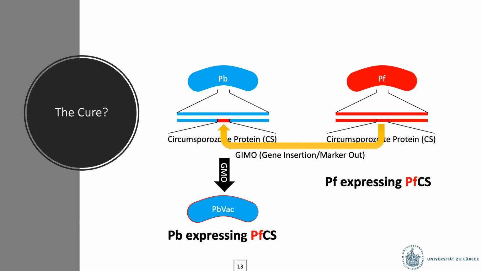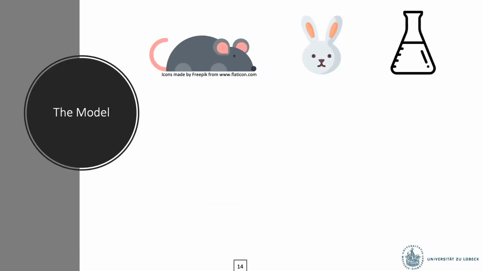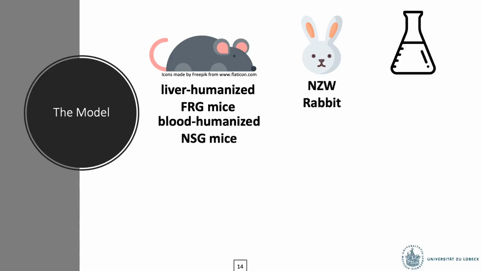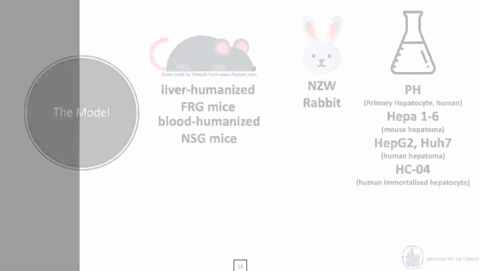To confirm their hypothesis, they needed model systems next. Here, they mainly used 3 types of model: mouse, rabbit, and tissue culture, or, more specifically, liver-humanized FRG mice, which are immunodeficient mice onto which human liver cells have been grafted, blood-humanized NSG mice, New Zealand white rabbits, because they display a Plasmodium berghei infectivity pattern similar to humans, and a range of tissue strains, among them fresh human liver cells, mouse and human hepatomas and immortalized hepatocytes. Now that I've outlined the background information, I will present the experiments from the article.